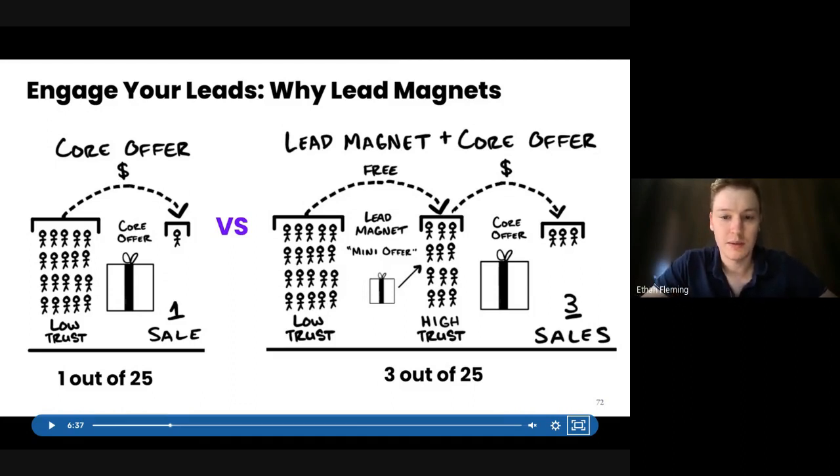And what's nice is that people are willing to invest a little bit more time to consume your lead magnet than if they were to buy something from you. And so that's kind of the principle here, is that you take the same amount of people, the same audience, and you might be able to triple your actual outcome by introducing this lead magnet. So what would I do as an example?